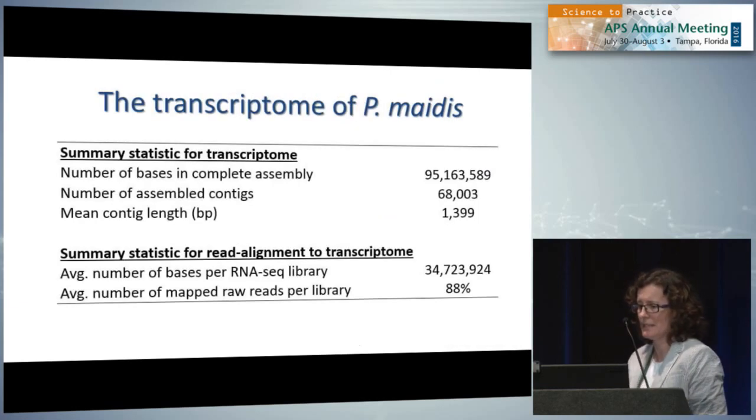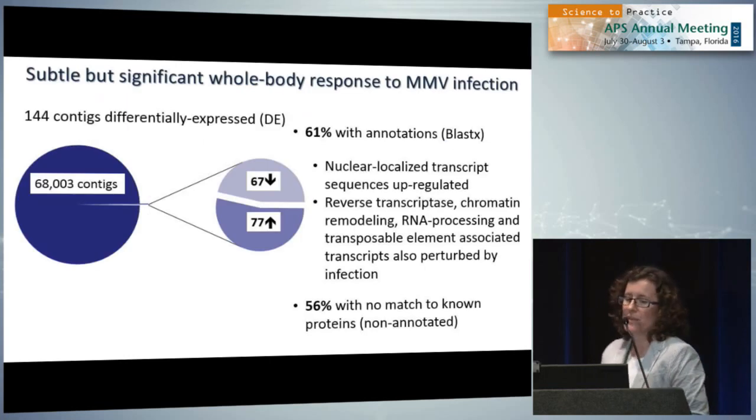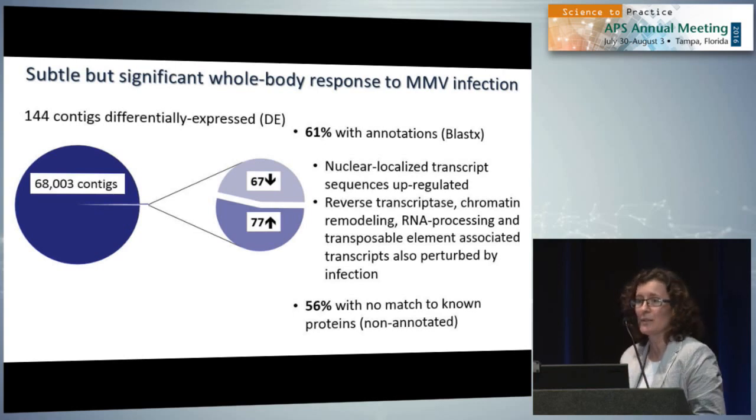So for our RNA-seq analysis, we were able to assemble 68,000 contigs. We had a mean contig length of 1,400 base pairs, and a good number of these raw reads from our library were able to map to the transcriptome. So one thing that we found with our virus infection of the insect vector is actually there were only a few genes, I would say, out of the entire transcriptome that were differentially expressed. And so we were actually quite surprised by this.